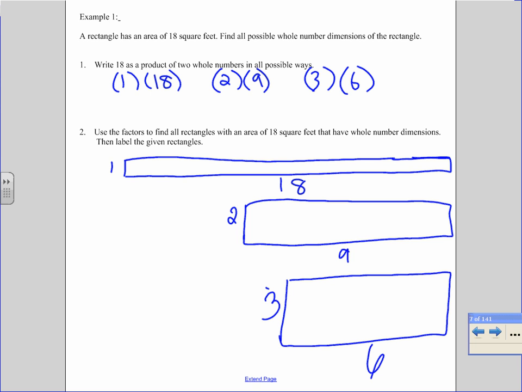So do you guys get kind of the point of that? They just wanted you to see the difference of, all right, there's all these different factors, but the rectangles are going to look very different. So if you were trying to design maybe a yard or a fence for your dog, would this be a very good yard? No, that's really, really narrow. That would be kind of annoying. This would probably be the best thing.